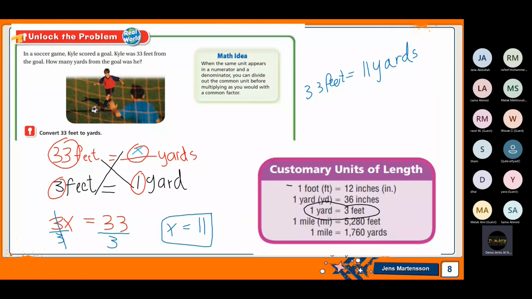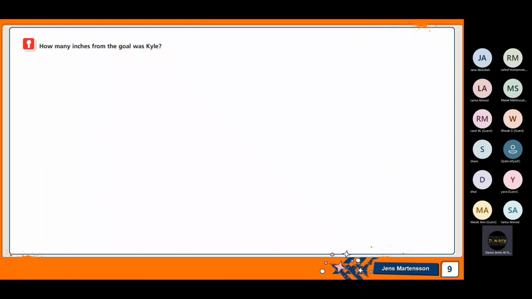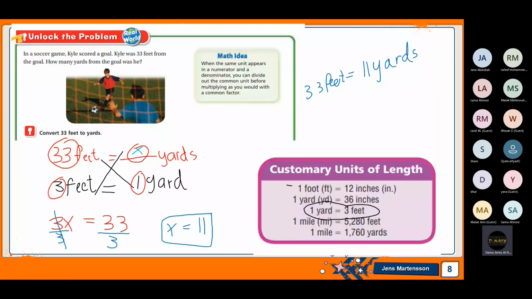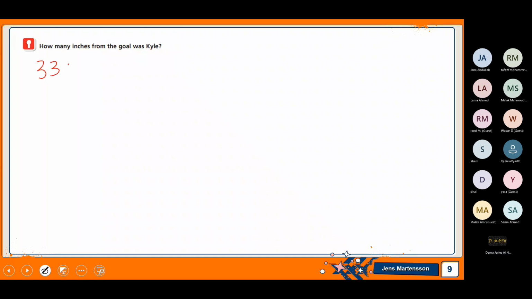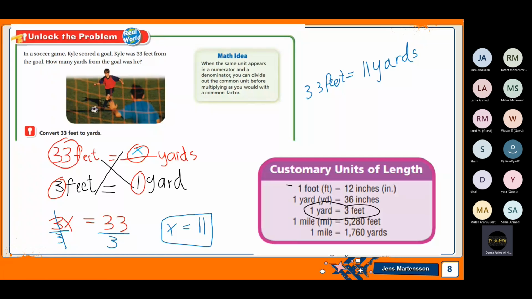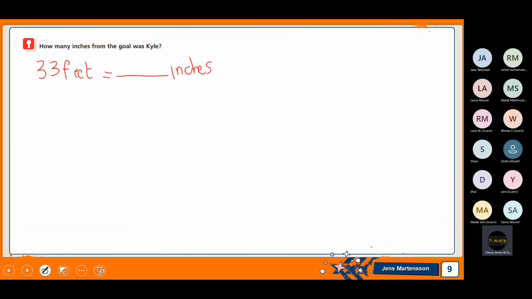Just a minute. Here we have another example: how many inches is the goal from Kyle? We know that it is 33 feet, and I want to find how many inches. This is the first step. From the question, they told me it is 33 feet and asked me to find it in inches. 1 foot equals 12 inches. Is it clear?